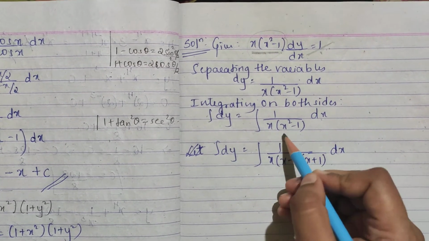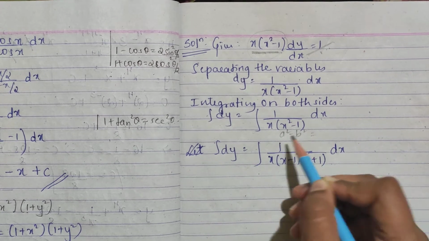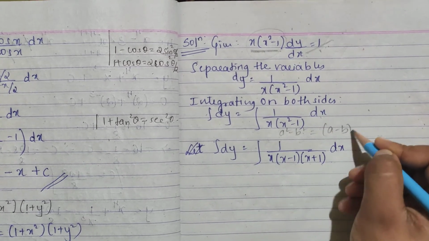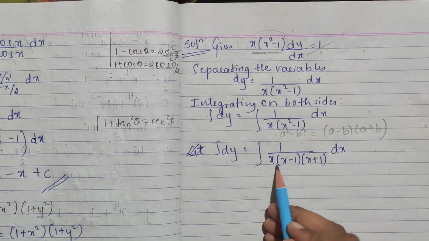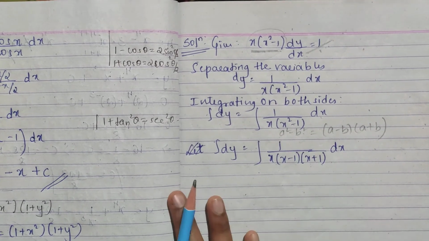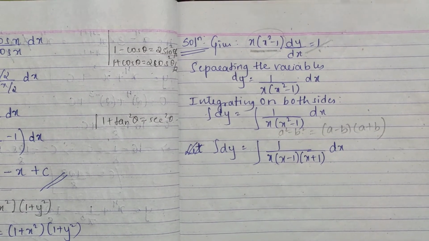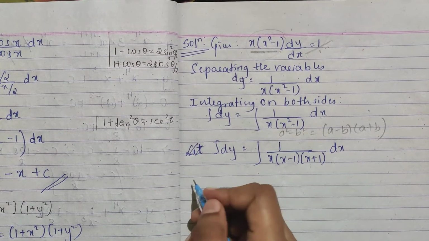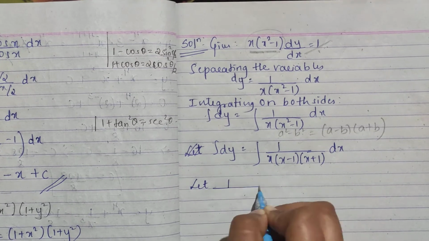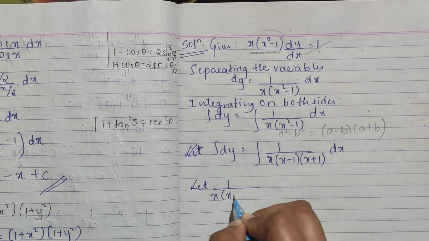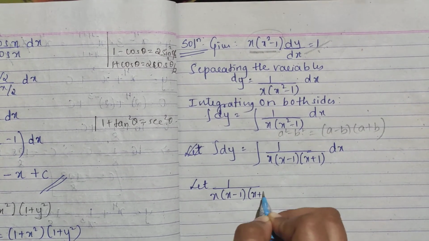This is in the form of a square minus b square, and a square minus b square is what? (a minus b)(a plus b), right? So you can split it up: (x minus 1) into (x plus 1). After coming here, integration of dy is y directly, but here you are getting a partial fraction, right? So we have to make use of partial fractions. First we will simplify this and then we will integrate.